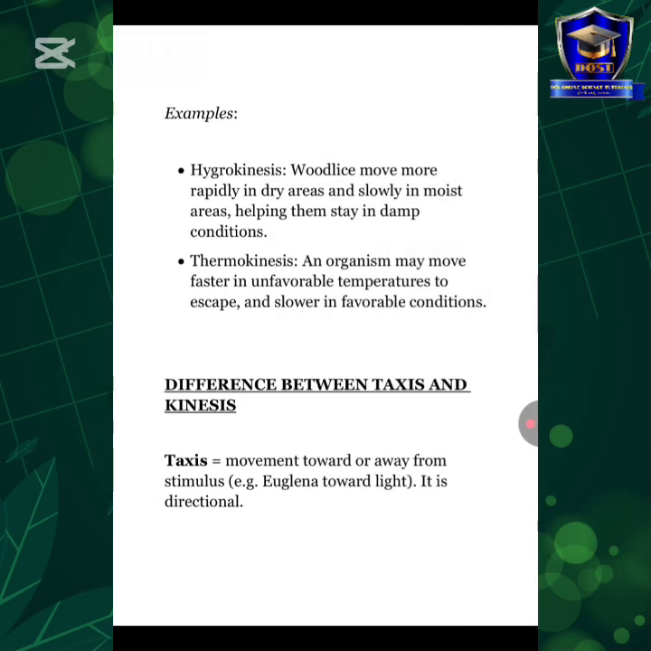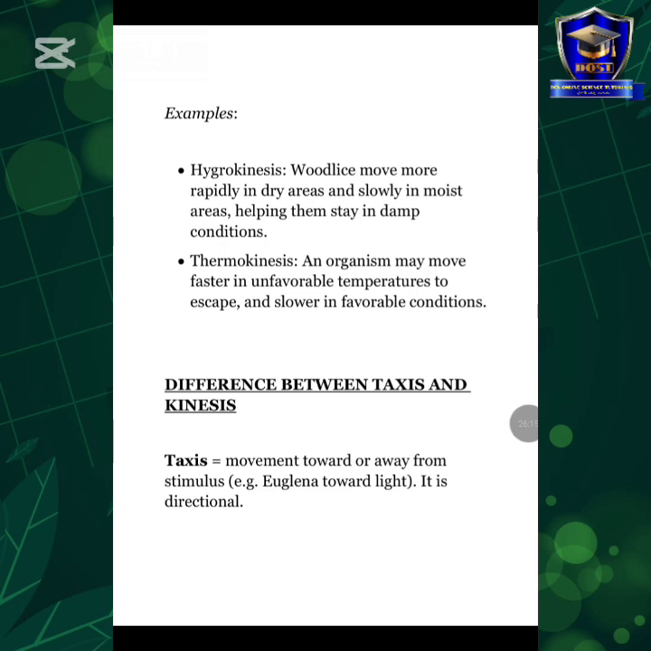vertebrates. So you can see an example, we have hydrokinesis, and you can observe this in woodlice when woodlice move rapidly in a dry area and slowly in moist areas. Okay, so when they're in a dry place, they always walk fast. When in a wet place, they kind of walk slow. Okay, it's not because they are moving away from the dryness or moving towards dryness or whatever. It's just because they don't walk fast when everywhere is wet, and they walk fast when everywhere is actually dry.